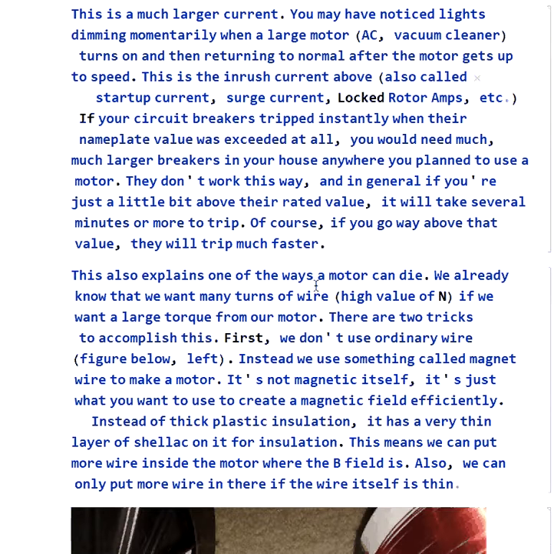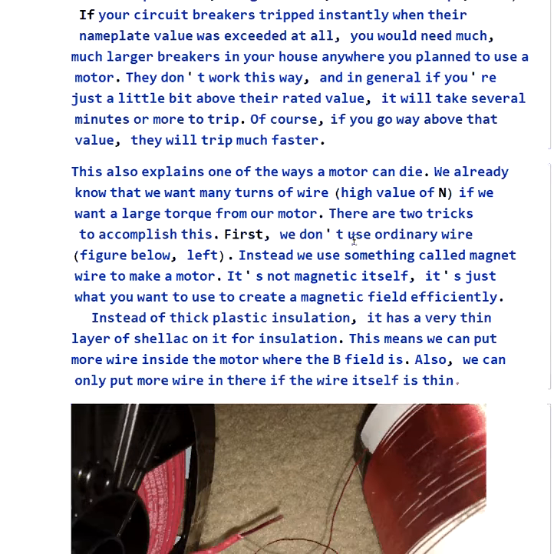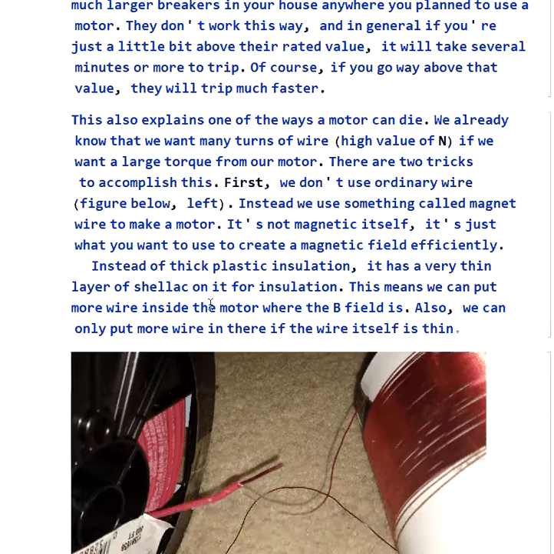We already know if we want a high torque motor, if we want it to be able to do a lot of work for us, we need lots of loops of wire. So that's a high value of N. And there are 2 ways to do this. First, this on the left is ordinary wire like in your house. You notice there's a thick plastic layer over it.